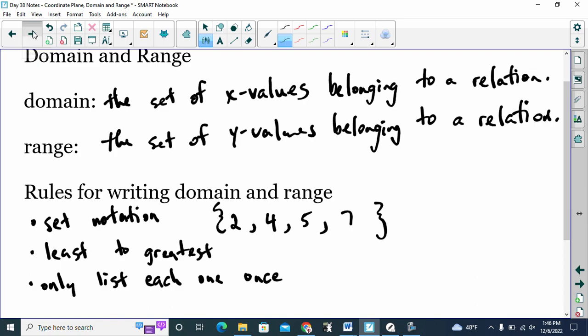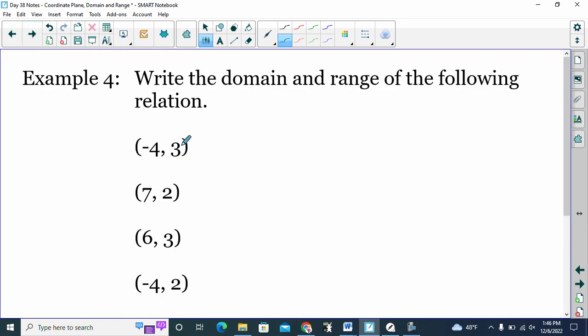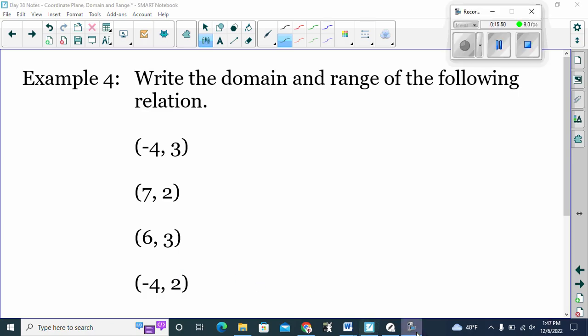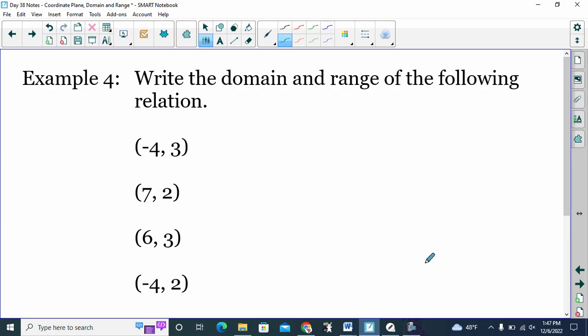So let's try one of these. We are given these ordered pairs. This is our relation, (-4, 3), (7, 2), (6, 3), (-4, 2). And we are asked to write the domain and range of that relation. Domain is the set of x values, so we're just looking at the x values, -4, 7, 6, and -4.